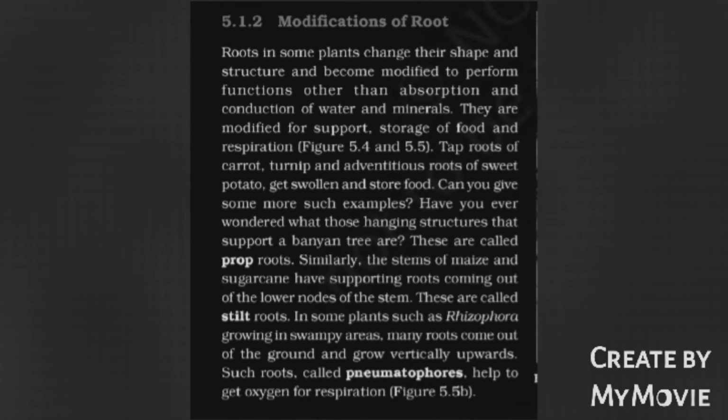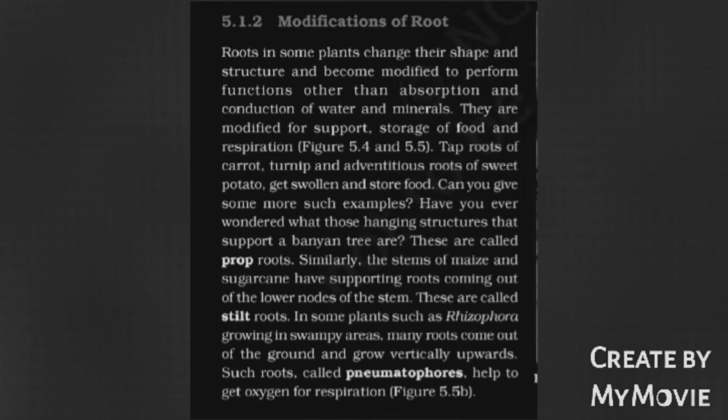Modification of root. Roots in some plants change their shape and structure and become modified to perform functions other than absorption and conduction of water and minerals. They are modified for support, storage of food and respiration. Taproot of carrot, turnip and adventitious roots of sweet potato get swollen and store food. Can you give some more such examples?